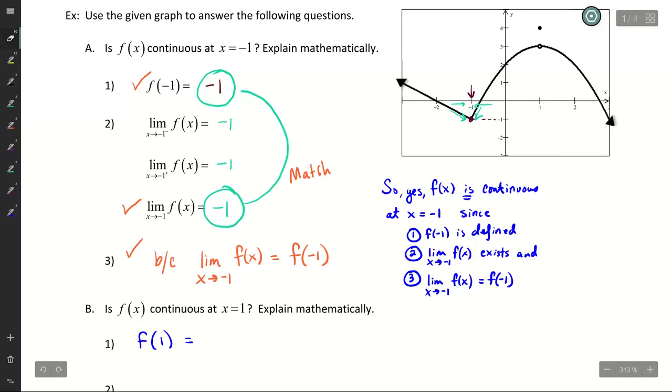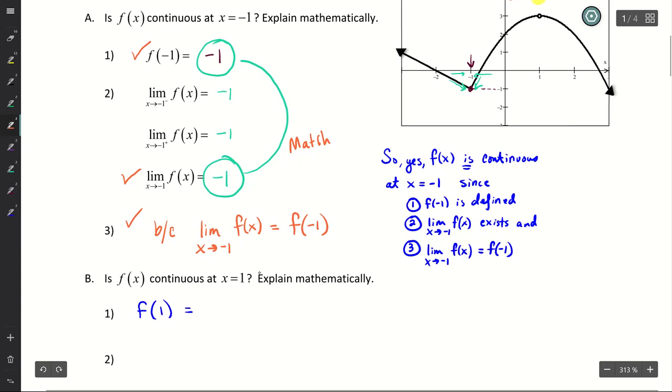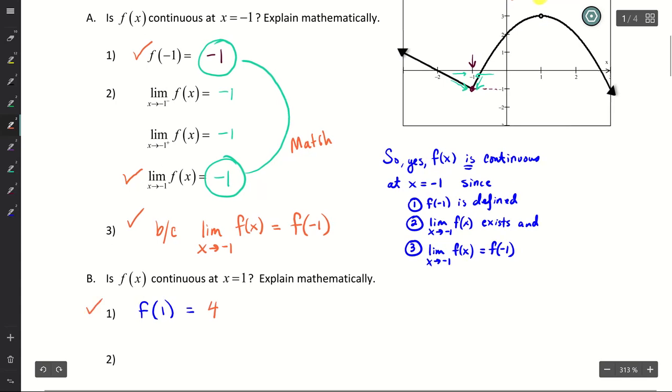We come over here to the graph. It looks like we do have a function value at 1. I'm going to highlight this one so you can see it. That's actually the ordered pair. And if we go across, it looks like the function value there would be 4. So f of 1 is equal to 4. So that part of our definition is met.